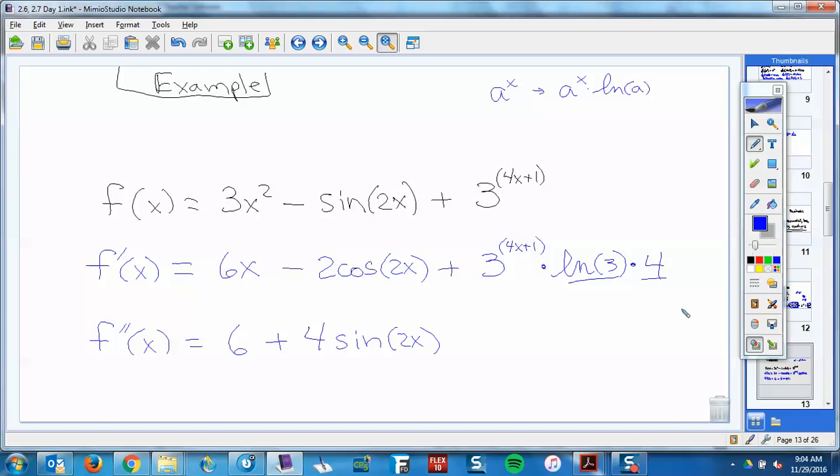ln3 is just a number. lnx is a function. So lnx and ln3 are not the same thing. lnx we do the derivative of. ln3 is just a number. What's the derivative of ln3 then? It's just a number. What's the derivative of just a number? 0, right? What's the derivative of pi? 0. What's the derivative of e?